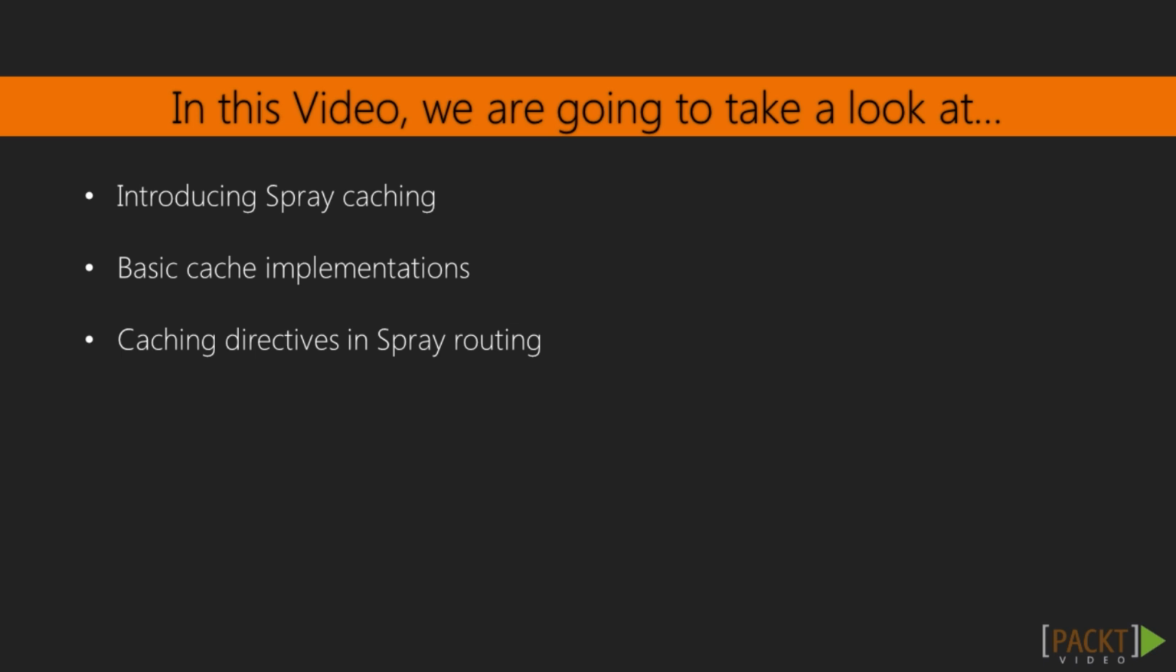Then, we're going to slowly drift towards spray routing directives, which are dedicated to caching and E-tag support. Close to the end of the video, we will enhance our book catalog RESTful web services by integrating caching and conditional request headers processing.